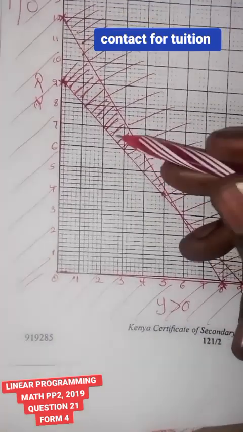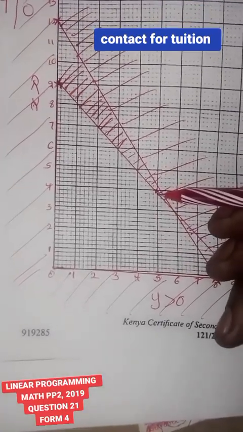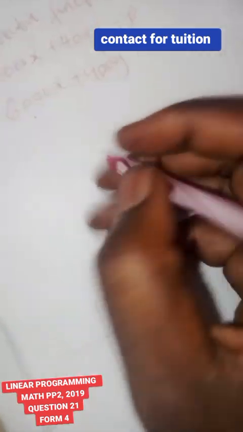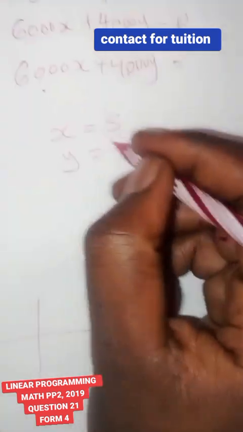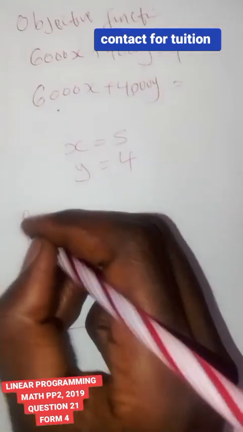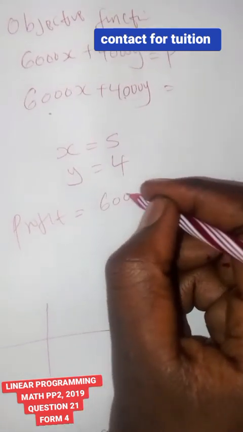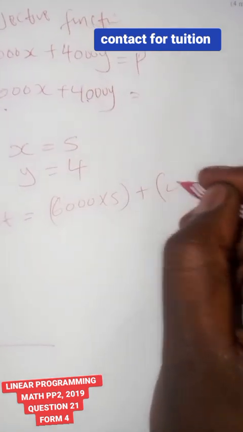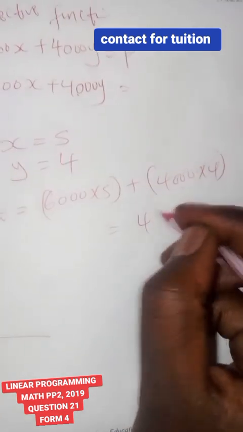You check every point. You see this is 9, 9. So because this one is not touching, we can use this point, 5, 4. So we just say that x is equal to 5 and y is equal to 4. So the profit therefore will be 6,000 times 5 plus 4,000 times 4, giving me a maximum profit of 46,000.